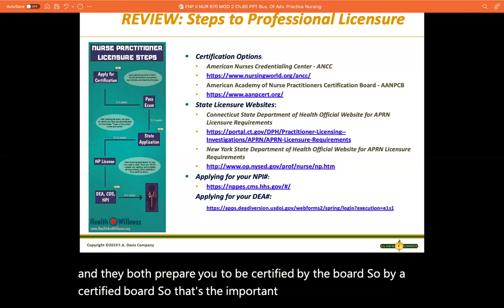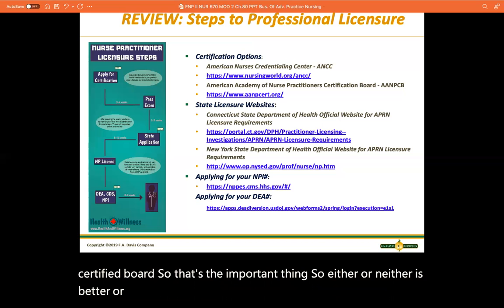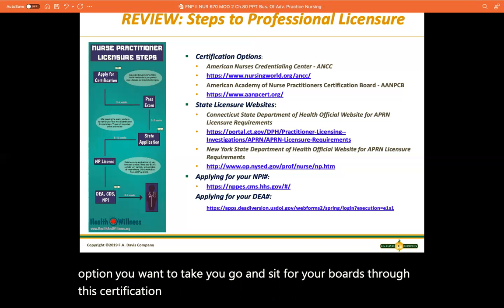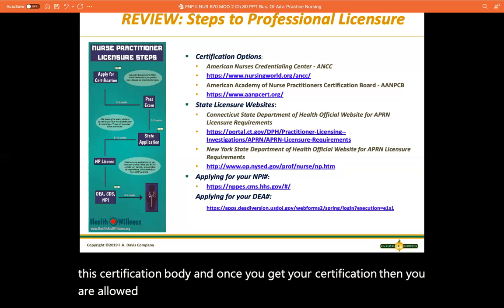So either or, neither is better or worse than the other. So you pick which certification option you want to take. You go and sit for your boards through this certification body. And once you get your certification, then you are allowed to now apply for your license.